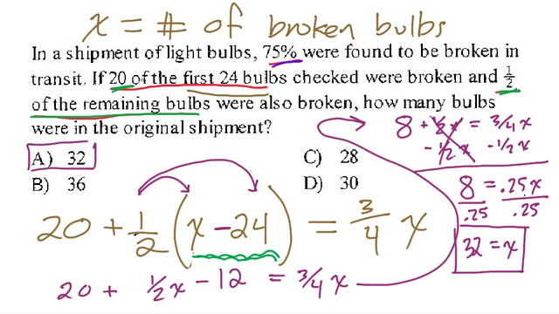So a total of 20 of the first 24, and 4 more were broken. That's 24 bulbs that were broken out of 32. If we reduce this fraction, we can divide the numerator and denominator by 8 to get 3 out of 4, and that is 75%. So yes, this makes sense. 24 out of 32 bulbs were broken, and that's 75%. All right, I hope this helped. This is a fun problem involving algebra and percents.